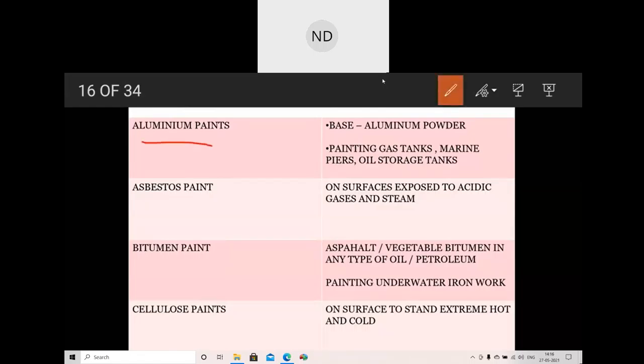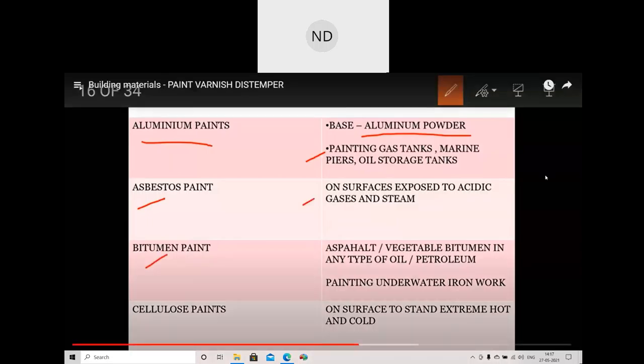Next, coming to different types of paints and their uses. First one is aluminium paint. As we have said earlier, aluminium paints have aluminium powder as their base. They are usually used for painting gas tanks, marine piles, oil storage tanks, etc. Next one is asbestos paint. It is usually used on surfaces which are exposed to gases and steam.